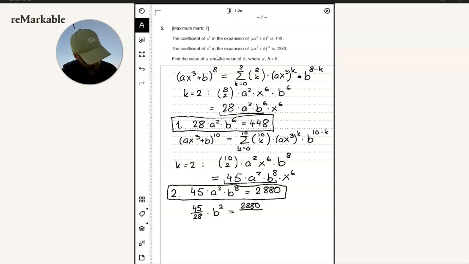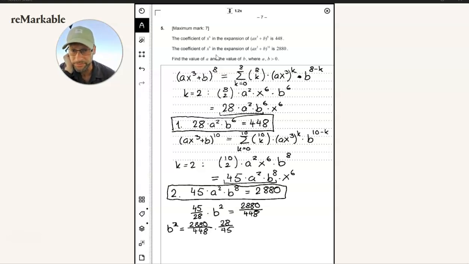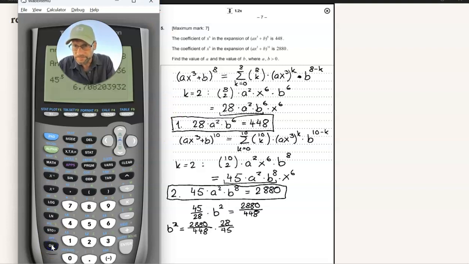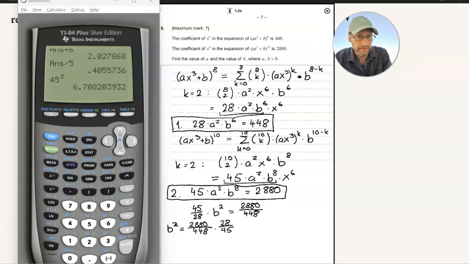2,880 divided by 448. So b squared is equal to 2,880 divided by 448 times 28 divided by 45. And you know, if I wasn't drinking a beer, then I would have a lot of fun doing this just in my head, because probably it can be simplified a lot. But then again, this is paper 2, and I still have my calculator running. Oh, I'm on top of the calculator, so I'll just move over here.